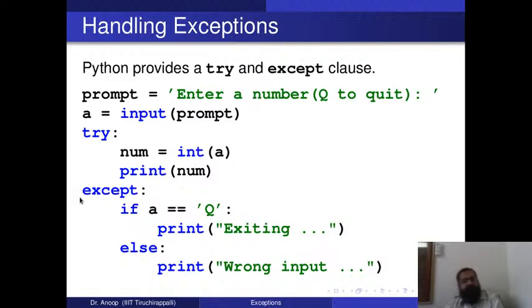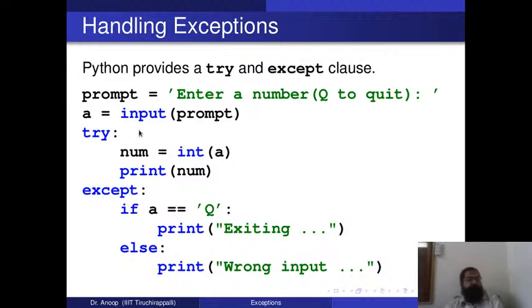Here, in C++ this except part is called the catch, so we have the try catch block, or here it's the try except block. So Python provides a try except clause, and here let's try the question. Prompt is equal to 'enter a number q to quit', a is equal to input of prompt. Okay, and try num is equal to int of a, print num. So whatever exception that happens will happen over here.